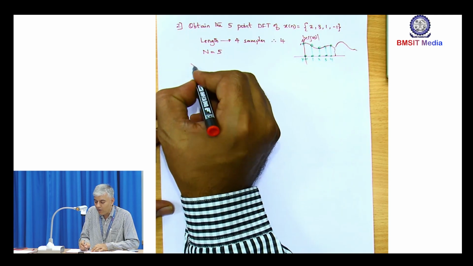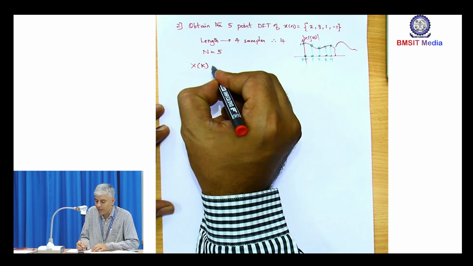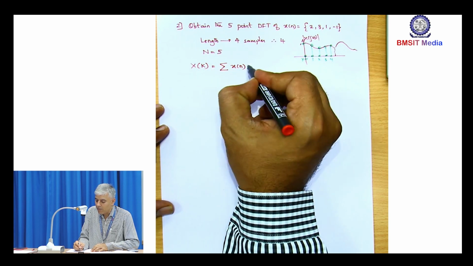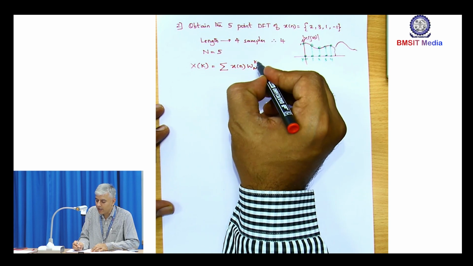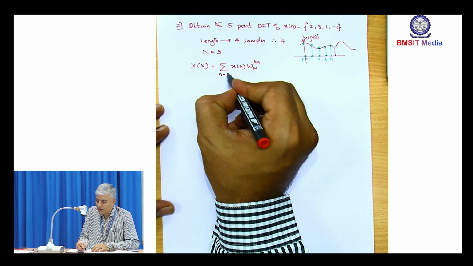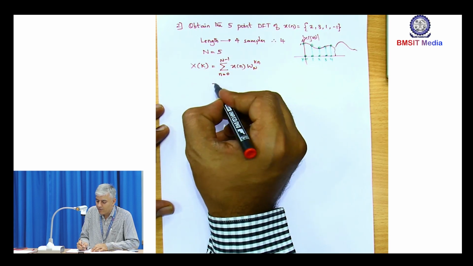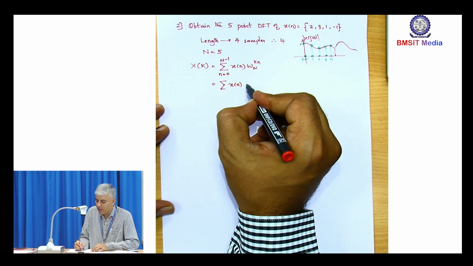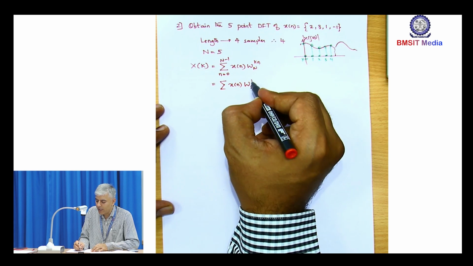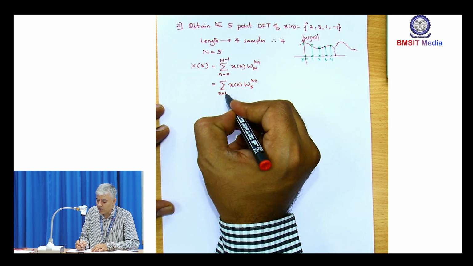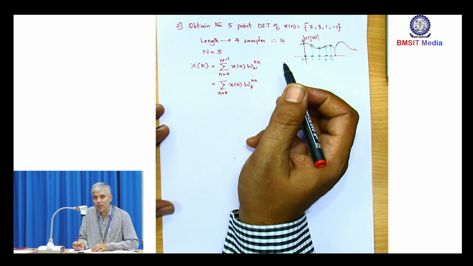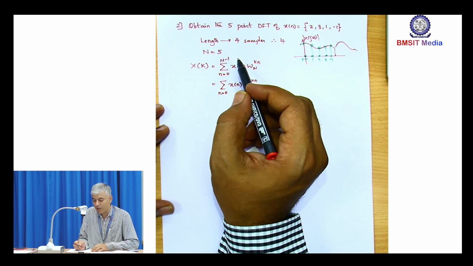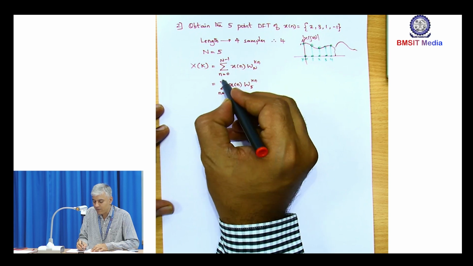We already know the formula of Fourier transform, that is X of k equals summation x of n W_N raised to kn, n equal to 0 to N minus 1. If I substitute N in this expression, it will be x of n W_5 raised to kn, n equal to 0 to N minus 1. N is capital N, which is 5. That means you have been asked to obtain the 5-point DFT. Therefore N is 5, so 5 minus 1 will be 4.